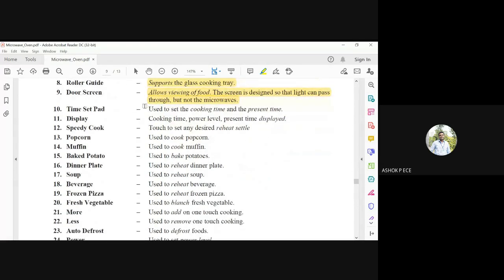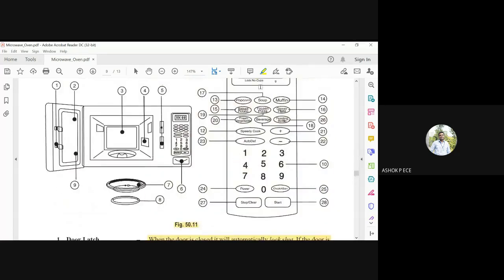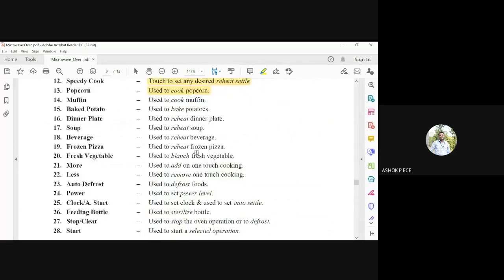You have a time set pad, you set the cooking time and present time. The display will show the cooking time, power level and present time. Speedy cook, you can use this option. You can use popcorn cooking. You can see all these: popcorn, soup, muffins. So accordingly, you have a setting for each type of food.